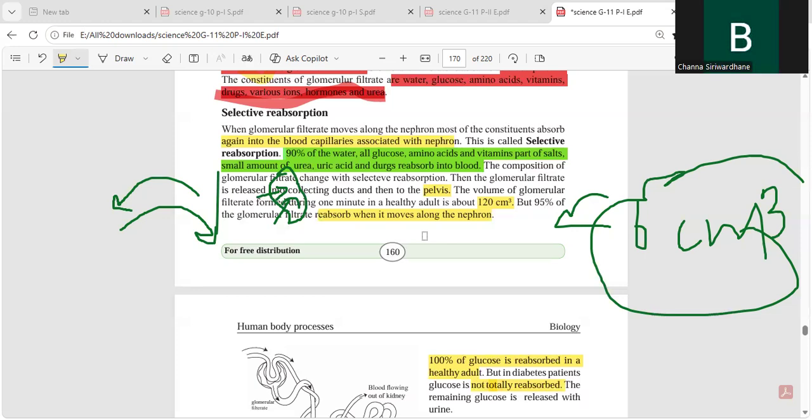Next one. What is the difference between the urine of a healthy adult and a diabetes patient? Healthy adult and a diabetes patient.